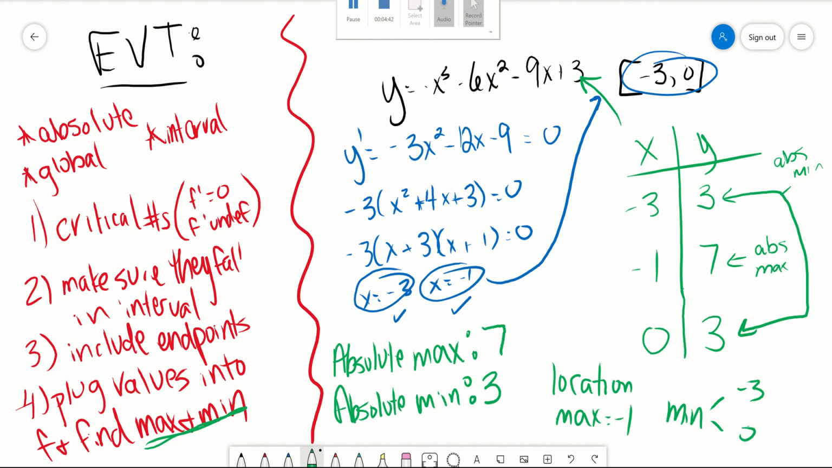So with EVT, you find your critical numbers. Are they in the interval? Include your endpoints, then plug them into the function.